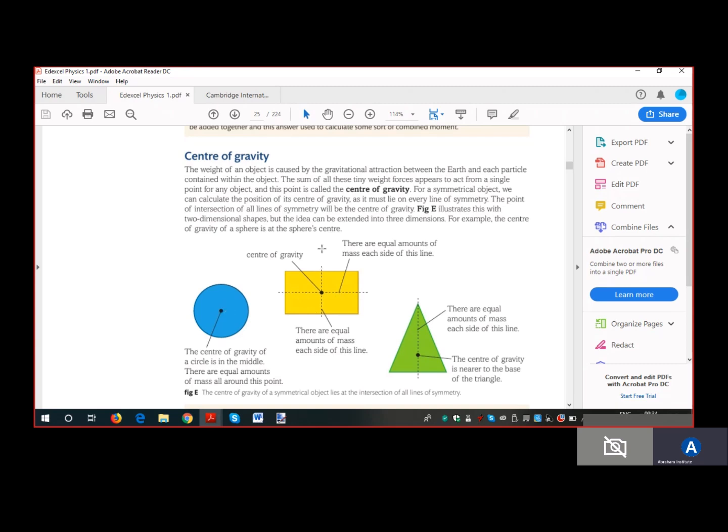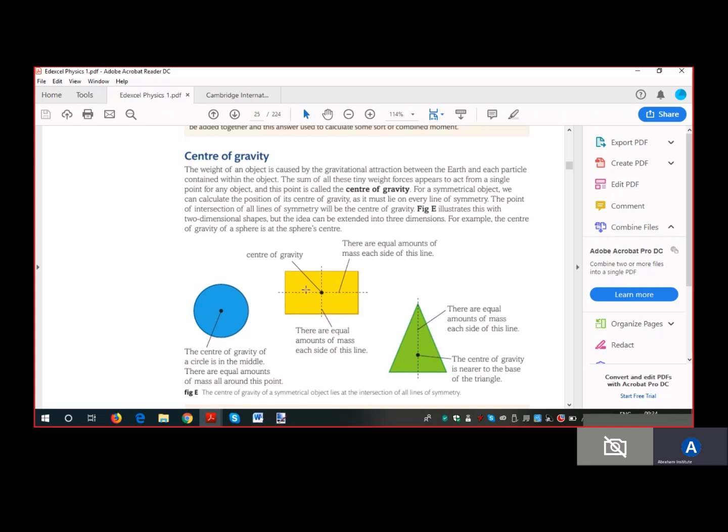Over here in a rectangle, there are 2 lines of symmetry. This one and this one. So where the 2 lines intersect is where you have the center of gravity, because the center of gravity has to be on all the lines of symmetry. But if it was a square, then the diagonals also will be lines of symmetry. So you will see the center of mass for a square is in the middle.